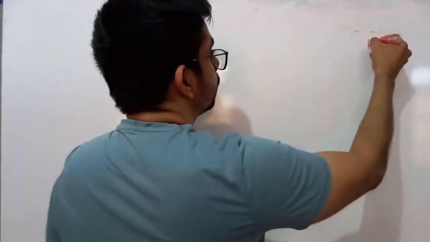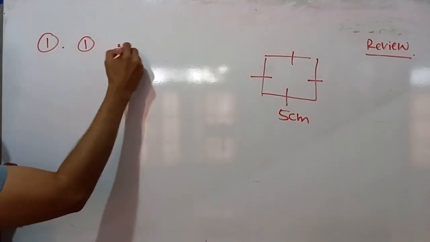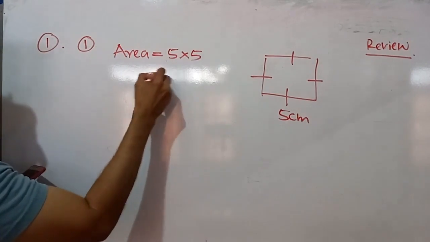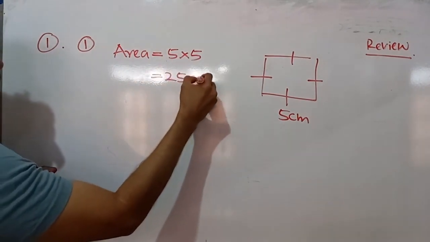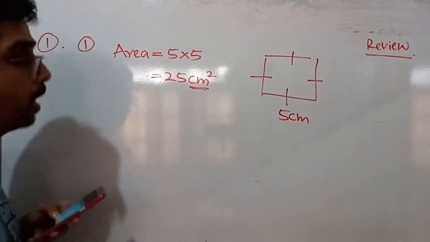Review exercises. Find the area of each of the plane figures shown below. So we know area is what? 5 times 5, right? So we get what? 25 square centimeters, right? Don't forget square centimeters, right?